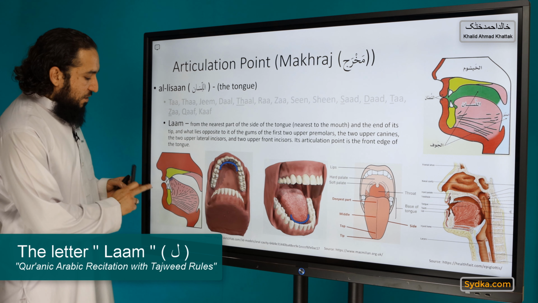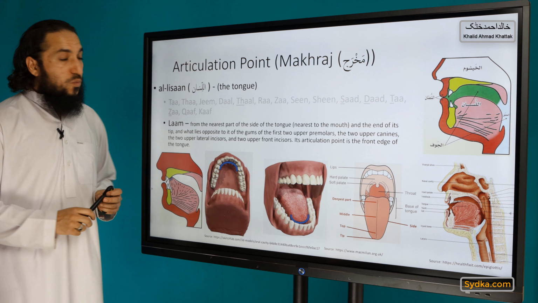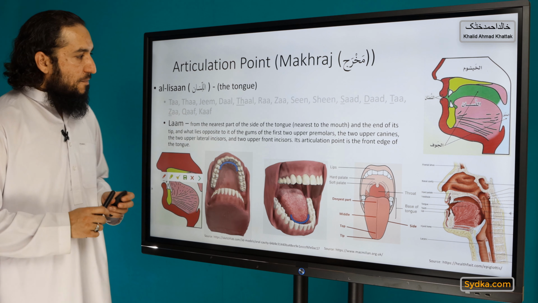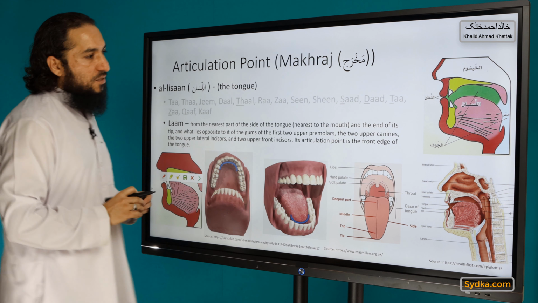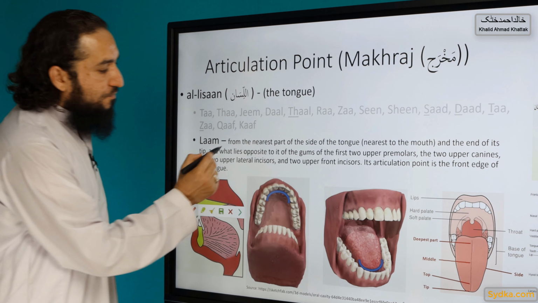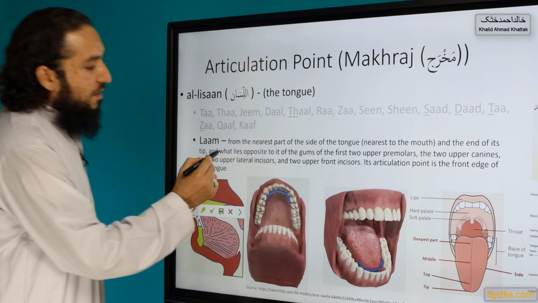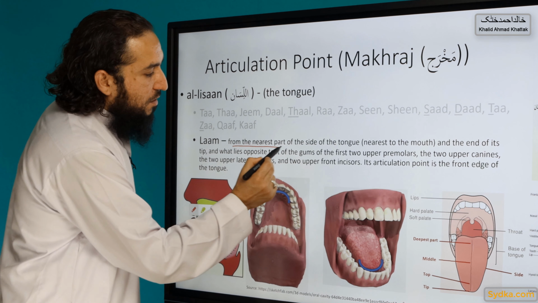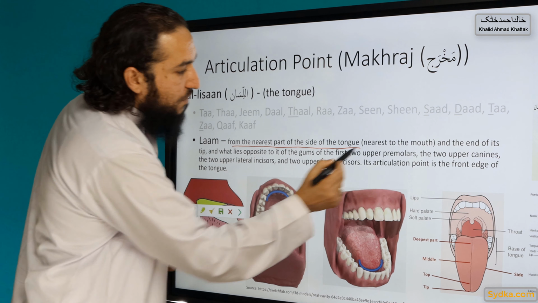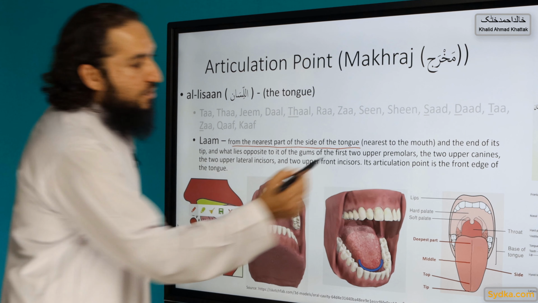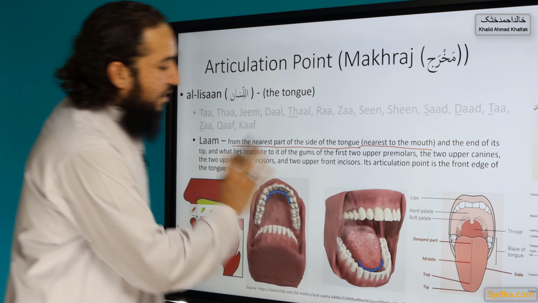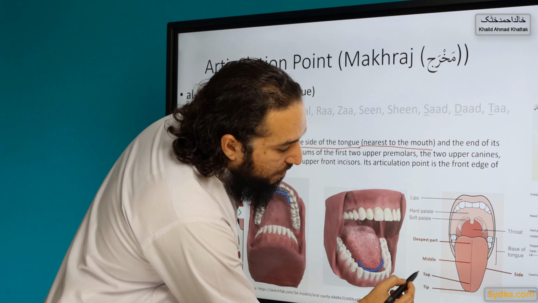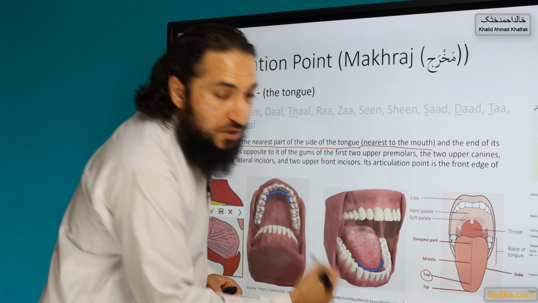So what is its articulation point? It is one of the tongue letters, lisan letters, and the articulation point is quite detailed, but I'll explain it to you one point at a time. The nearest part of the side of the tongue is the nearest to the mouth. That's the first part. The top is called the nearest part as well.